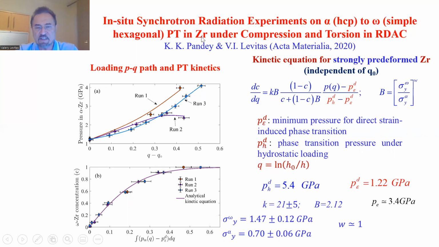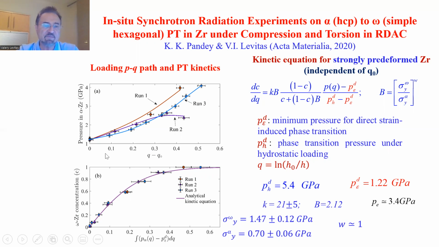Severely predeformed means that we subject zirconium to rolling until its hardness saturates and reaches a steady state. And this is very important, so we don't have reverse phase transition. This is our equation. This is the phase transition pressure under hydrostatic condition, and this is the minimum pressure for plastic strain-induced phase transition, and you see that it's 4.5 times smaller than under hydrostatic condition and almost 3 times smaller than phase equilibrium pressure.